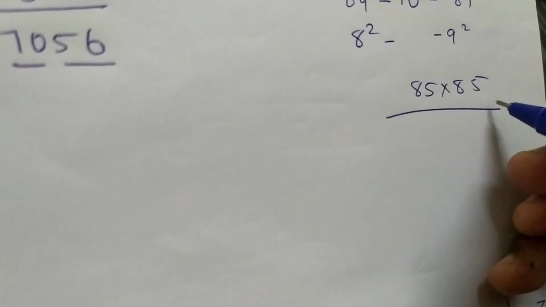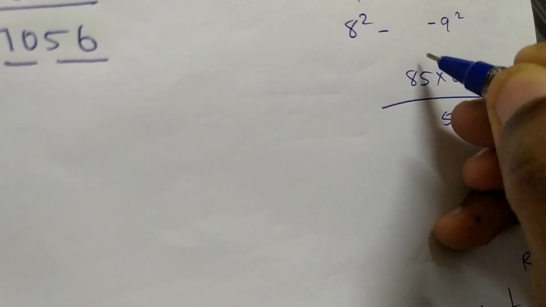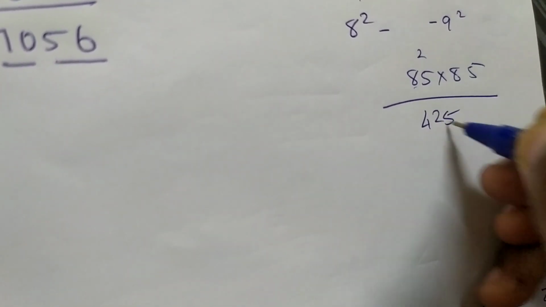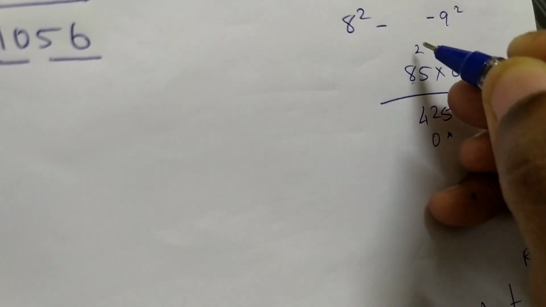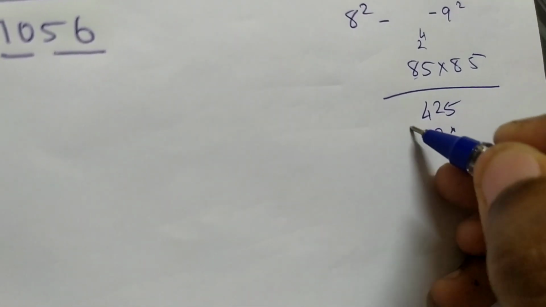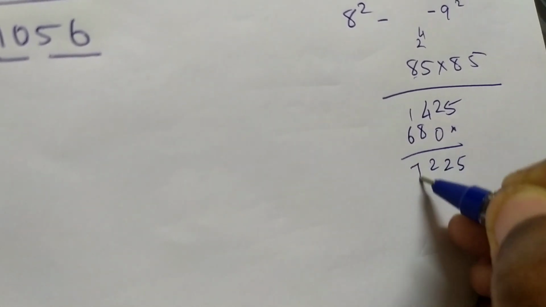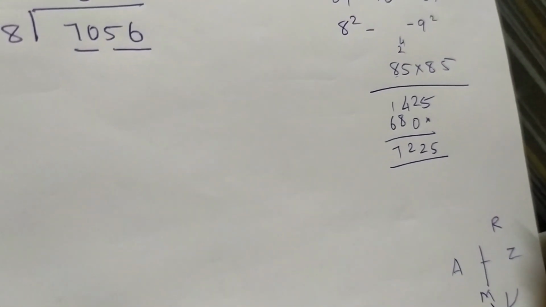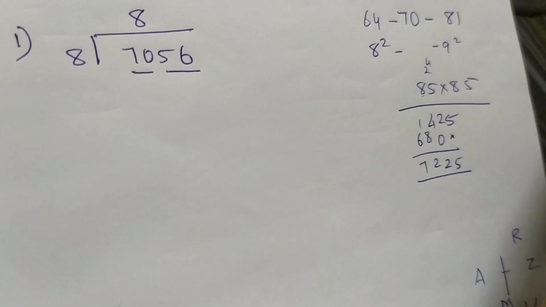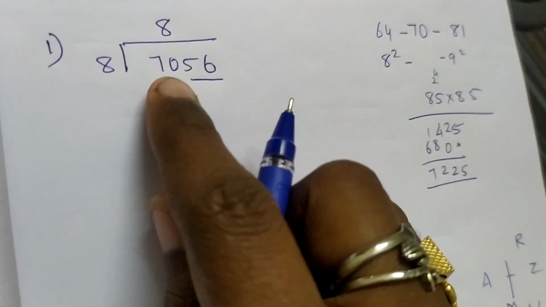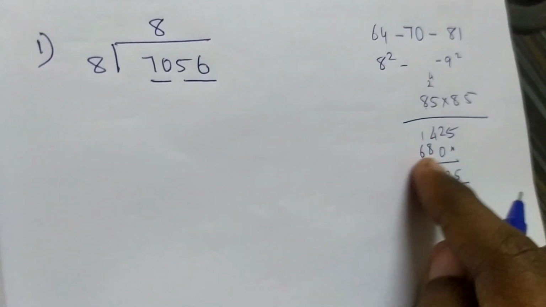First of all, I am going to find 85 into 85. 5 5s are 25, 2. 8 5s are 40, 42. 8 5s are 40, 4. 8 8s are 64, 68. It's like 5, 2, 2, 7. 7225 is coming, okay.